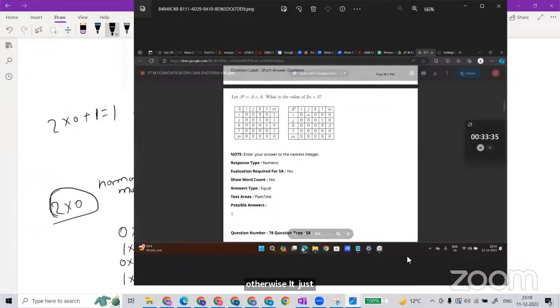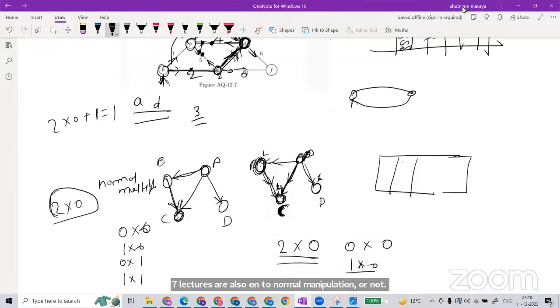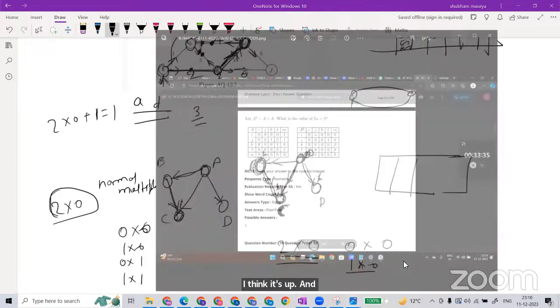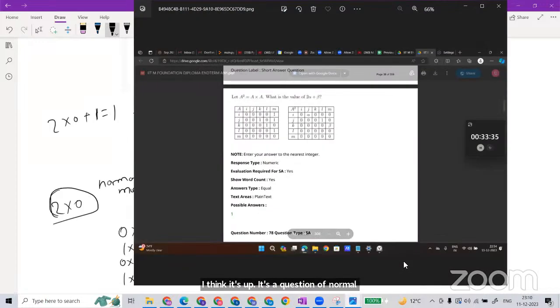Sir, in the lecture, you also do normal multiplication, not binary. No, it is not normal. In the lecture, it is not normal multiplication. I am sure. Sir, in normal multiplication of matrix it is... I think it's a question of normal multiplication, just multiplication of two matrices, not binary multiplication. So in that case, A cross A is A square.